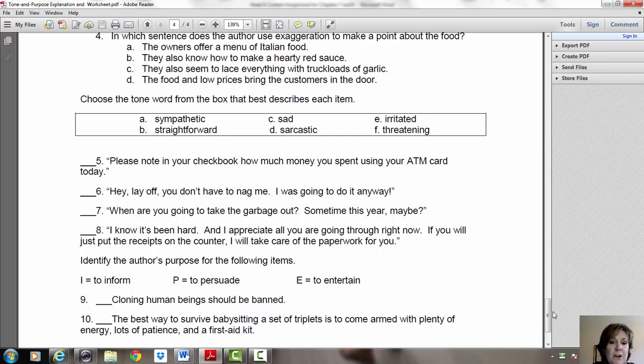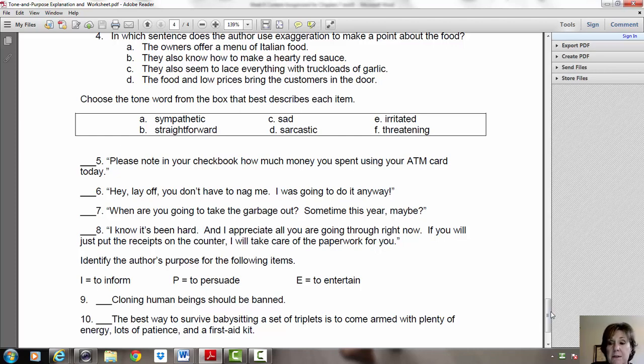Number 7. "When are you going to take the garbage out? Sometime this year, maybe?" So which one would that be? That sounds pretty sarcastic to me. "Sometime this year." Number 8. "I know it's been hard, and I appreciate all you are going through right now. If you will just put the receipts on the counter, I will take care of the paperwork for you." That'd be sympathetic, wouldn't it? I understand how hard it's been. If you'll just put them on the counter, I'll take care of it.